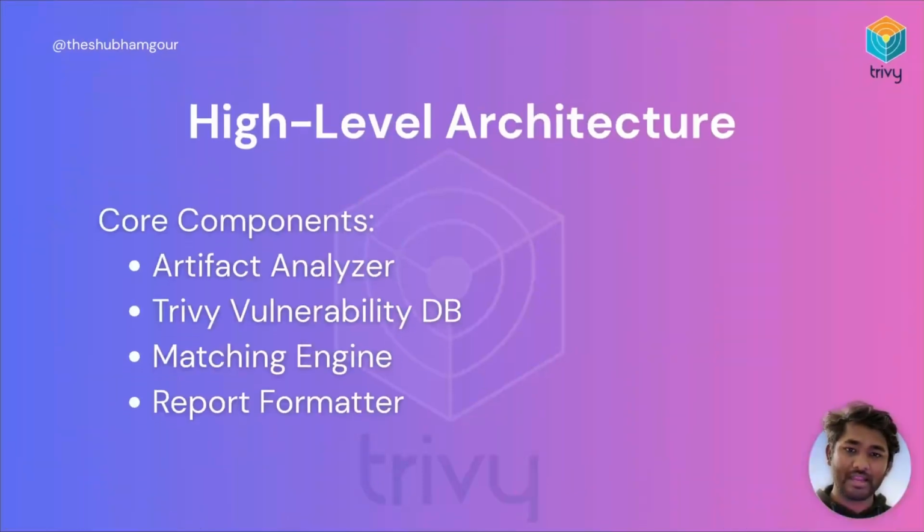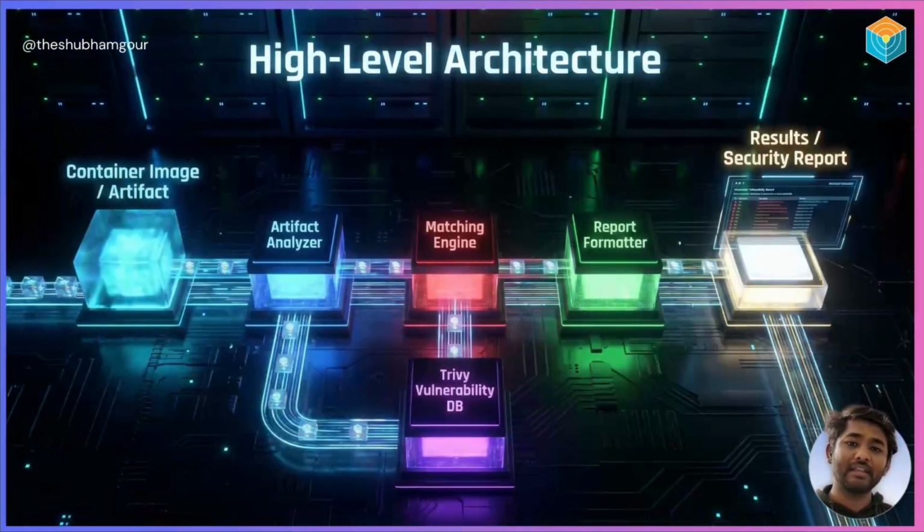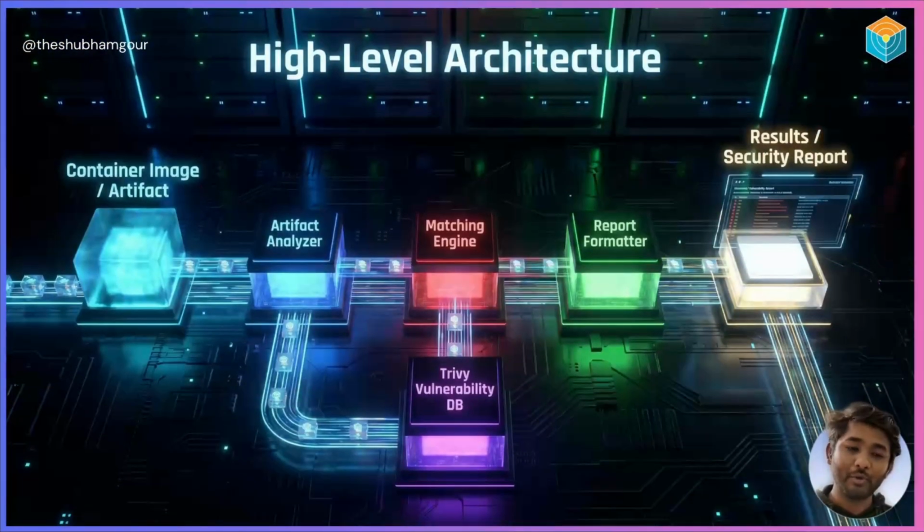So let's not rush. Let us first understand the high level architecture, and it consists of four major components: artifact analyzer, Trivy vulnerability database, matching engine, and report formatter. Here I will be taking a few examples that will help you understand the purpose of each component. This visualization gives us clarity, an idea of how a Trivy scan works.